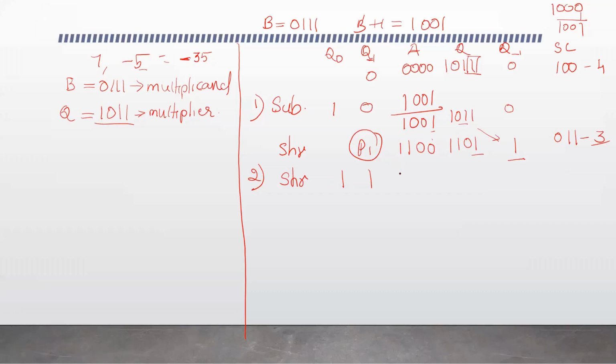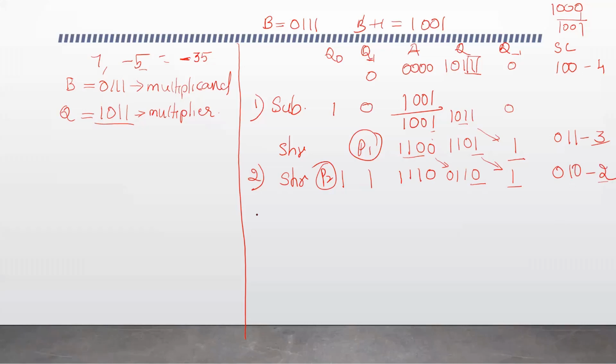So shift right. When we shift right, the sign bit stays as it is, and these 3 bits are shifted right again: 1, 1, 0. This goes to the next register, so 0, and these 3 bits are shifted right, 1, 1, 0. This 1 moves to the next register. So Q minus 1 is 1 now, Q naught is 0. So we got P2.